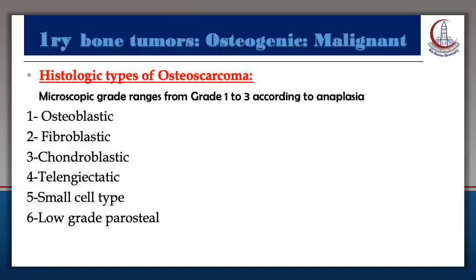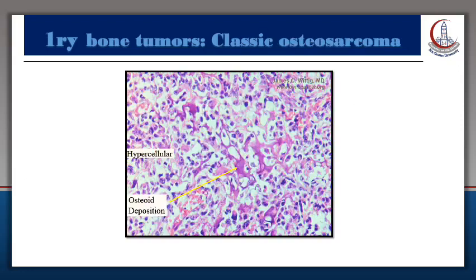Here are the histologic subtypes of osteosarcoma. In general, the grade is divided into 3 grades from 1 to 3 according to the level of anaplasia. This is the classic osteosarcoma with osteoid formation and malignant osteoblasts.